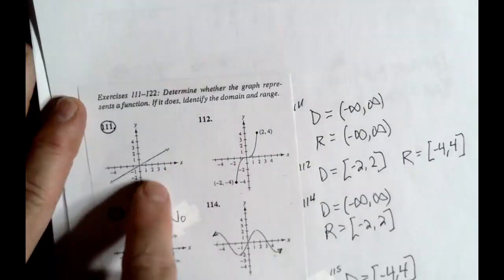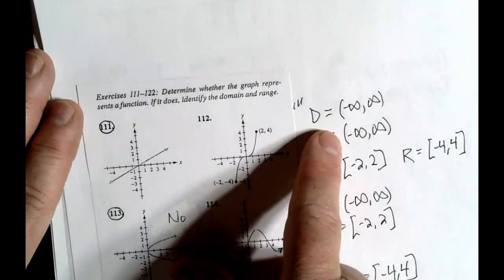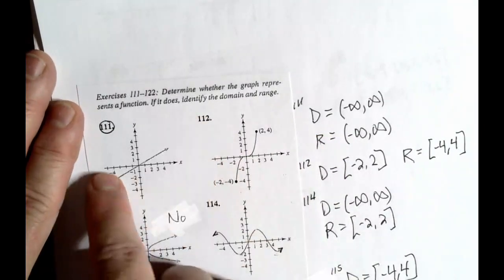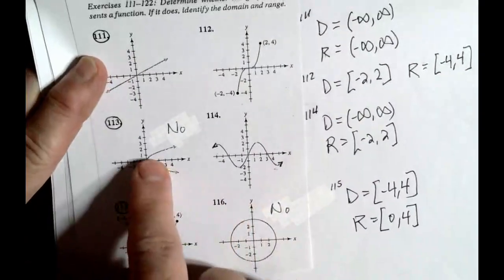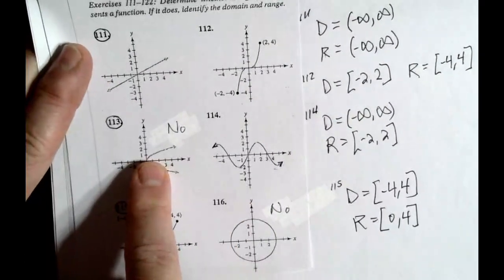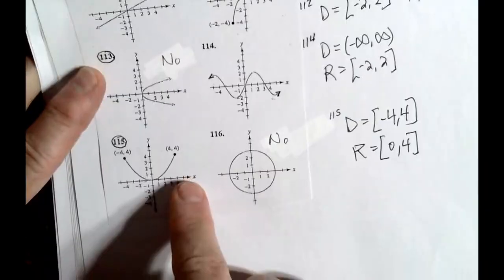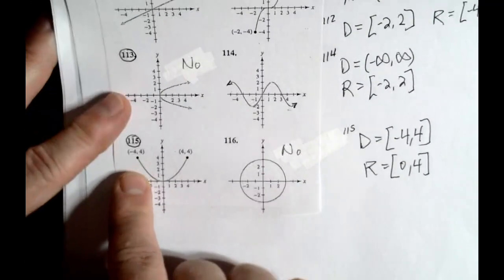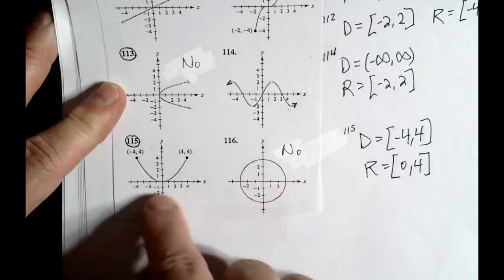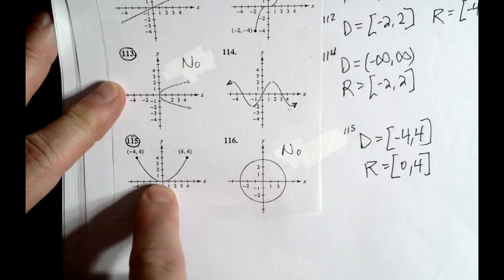Not a function. Alright, so in this one, what's the domain and range? Well, it goes to the left and the right forever, so it's all real numbers. But it also goes up forever and down forever, so it's all real numbers. 113 is not a function, so you don't have to give its domain and range. 115 is a function, so we're going to go from left minus 4 to right positive 4. And our range goes as low as 0 and high as 4, from 0 to 4. And notice you're including both endpoints there, 0 and 4, so you put a bracket on each one.